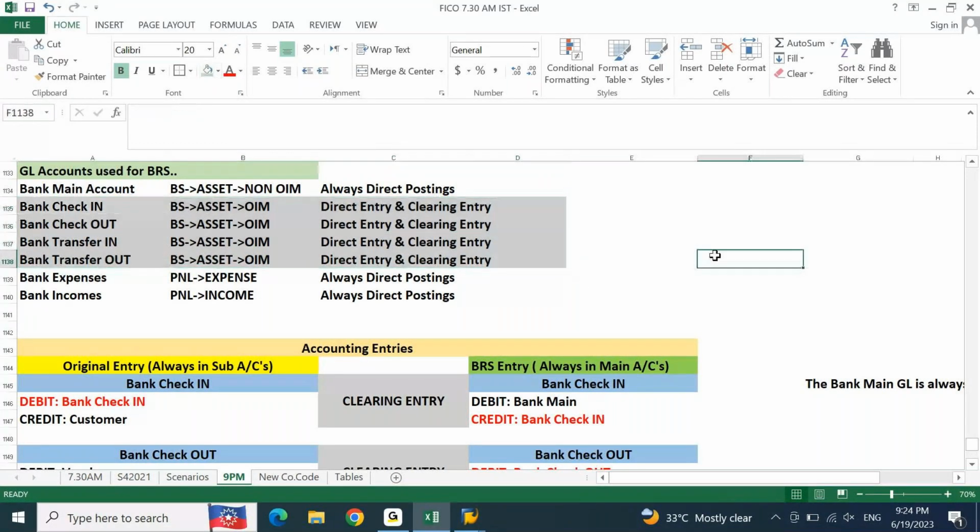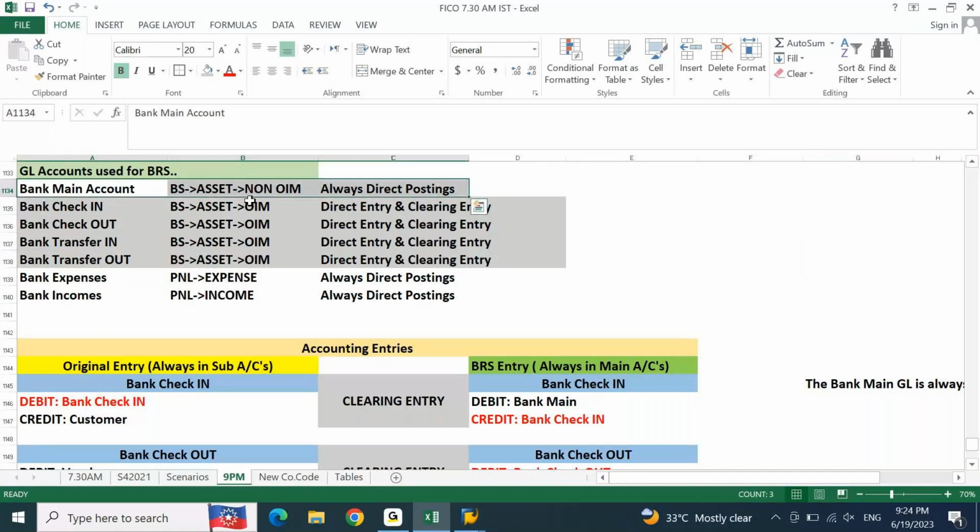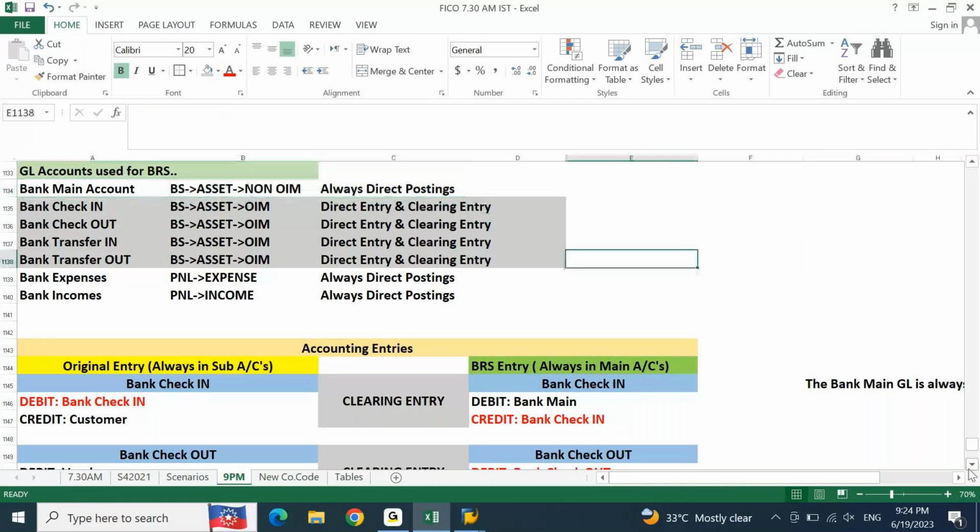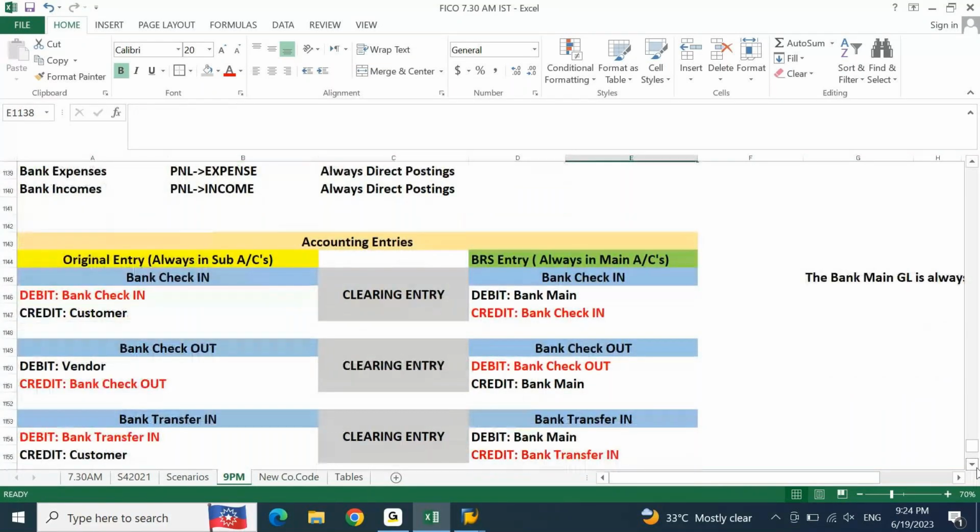Yes. Now bank main account is a non-open item management account. That is why your bank main account either appears on the debit side or on the credit side, but not on both. If your bank main account is coming on the original entry, there is no BRS entry. Your bank main account will come either on the original entry or on the BRS entry, only one side. It cannot be two sides. Bank main account should always appear on one side, either on the original entry side or on the BRS entry side, but cannot be on both.